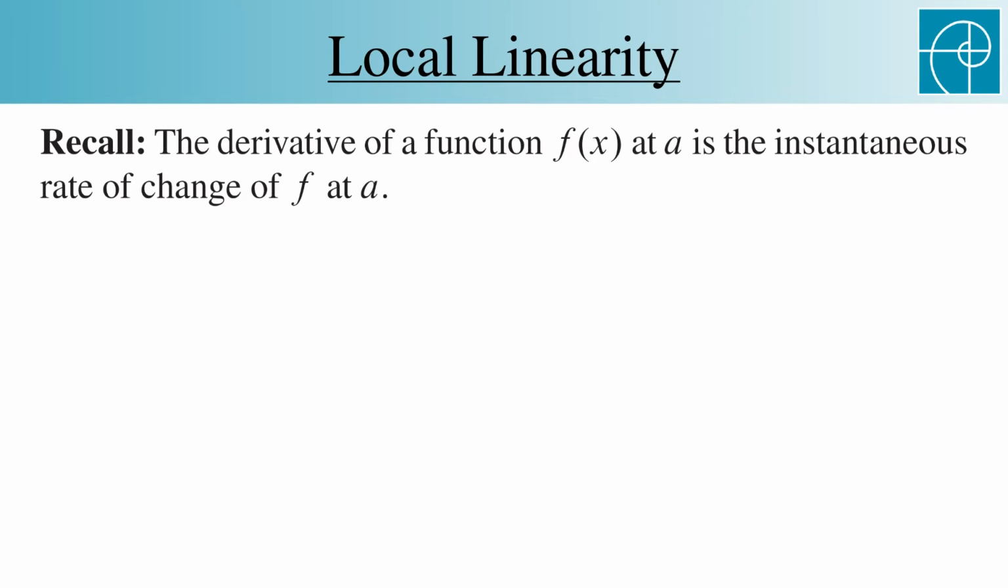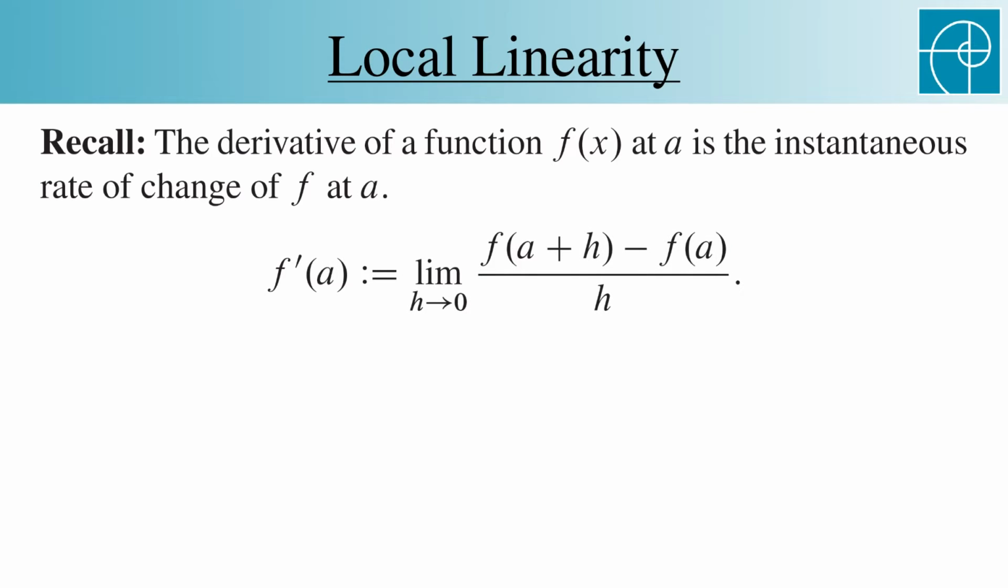Let's recall that the derivative of a function f of x at a point A is the instantaneous rate of change of the function at that point. As a limit, it can be expressed like this, which can be interpreted geometrically as a limit of slopes of secant lines. The tangent line of the function at A is defined to be the line passing through the point A, f of A, whose slope is equal to the limit, if the limit exists. If it doesn't, then the function has no tangent line at that point. Note that this definition doesn't allow for a vertical tangent line to be a true tangent line.